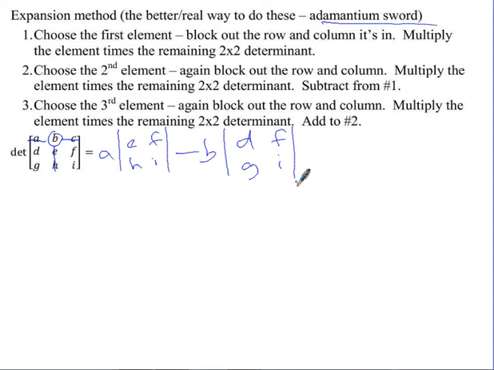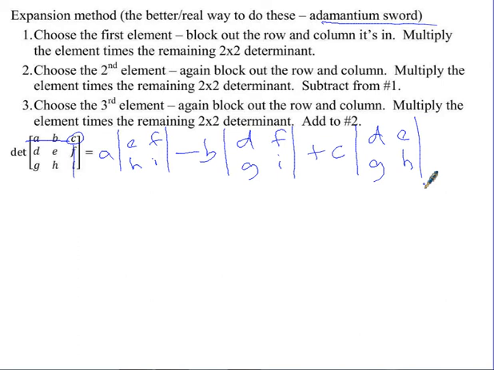Now step 3, choose the third element, and it says add, so it's going to be a plus here. We are going to use which element this time? C. And we're going to block out the first row, the third column, and you can see a 2 by 2 determinant sitting there, so what will I have here? First will be C, times the determinant D, E, G, H.